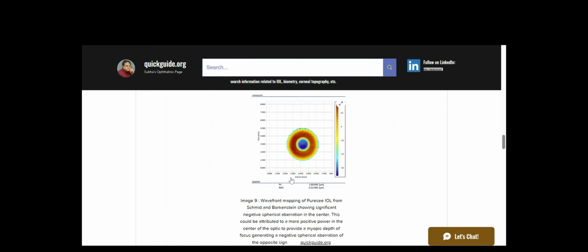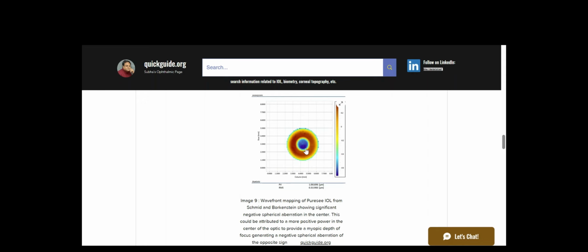So this is basically from Smith and Borenstein, and they actually show you the PureSee IOL aberrometry, and you can see the negative aberration over here. The blue part actually signifies the negative aberration, followed by the green part, which is also negative, but not as negative as that of this central part over here. Why do you find this negative spherical aberration?